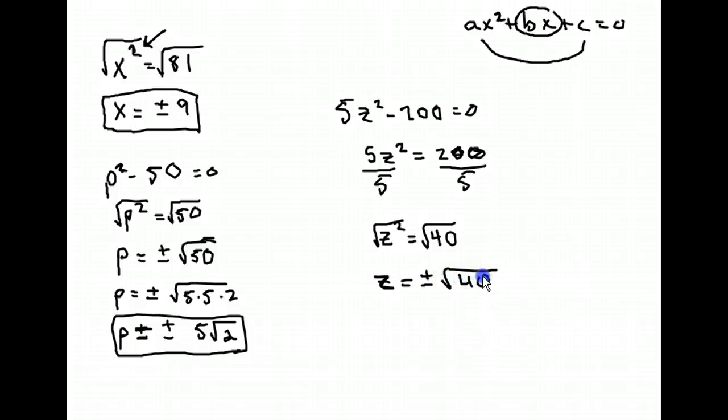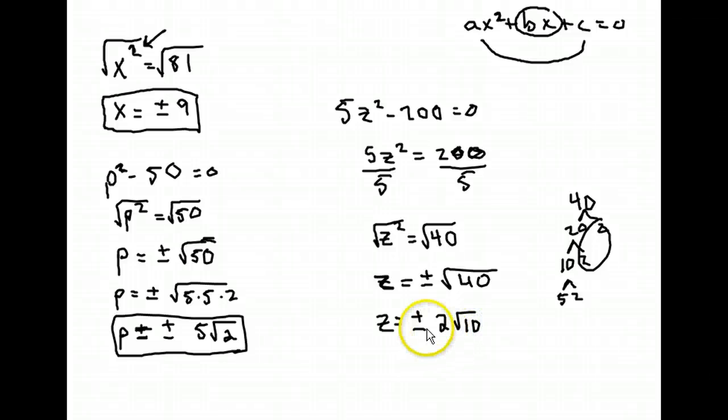So then you ask yourself, okay, how do I break down 40? Well, I know that that's 20 times 2, and 20 is 10 times 2, 10 is 5 times 2. So basically 40 is three 2's and a 5. So you'll have z equals plus or minus, 2 of them will come out of the square root, so it'll be 2 square root of 10, plus or minus 2 square root of 10.